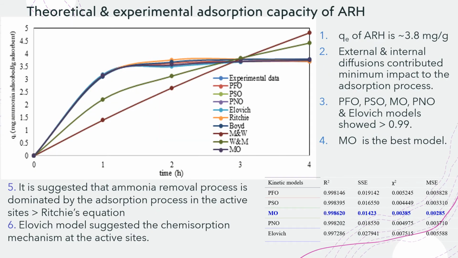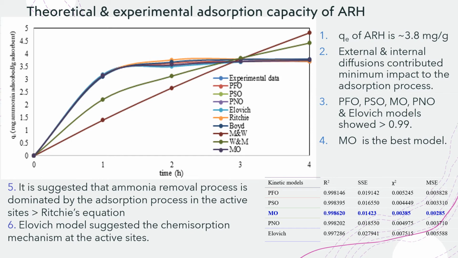This figure describes the theoretical and experimental absorption capacity of activated rice husk for ammonia removal at different time intervals. The experiment data shows that the equilibrium capacity of activated rice husk is approximately 3.8 mg per gram. This is comparable with the recent study done by Khalil, where the capacity of the activated biochar was within 2.9 to 4.5 mg ammonia per gram at temperature between 25 to 45 degrees C.